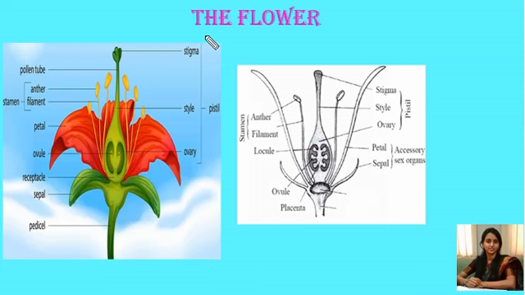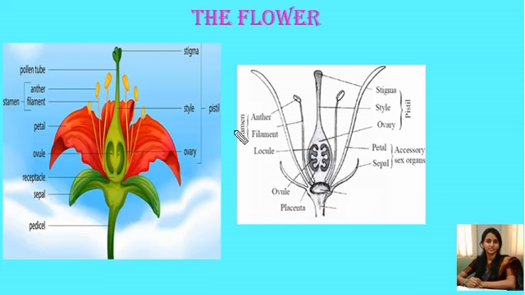So in angiosperms, which is the reproductive part? In the angiosperms, the flowers are the reproductive part and it is meant for sexual reproduction. In the previous video, I explained that the flower is a modified shoot and the modification is meant for sexual reproduction.